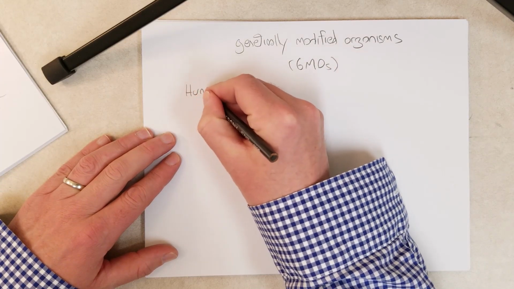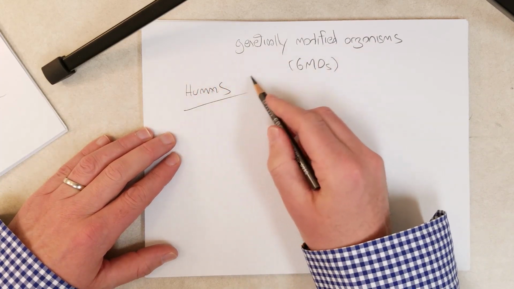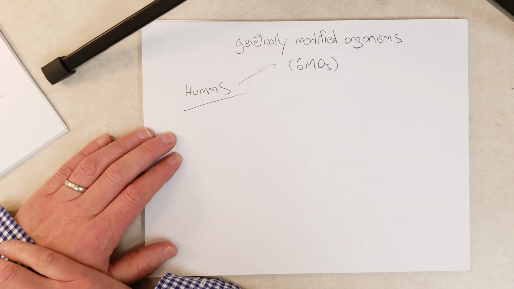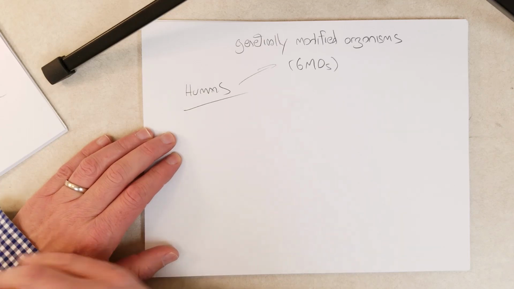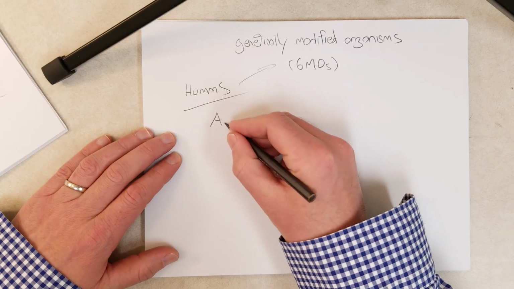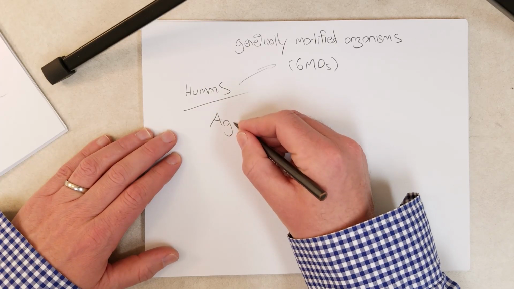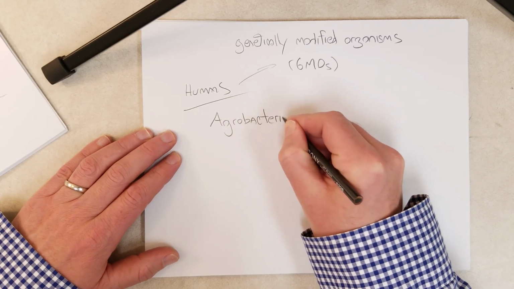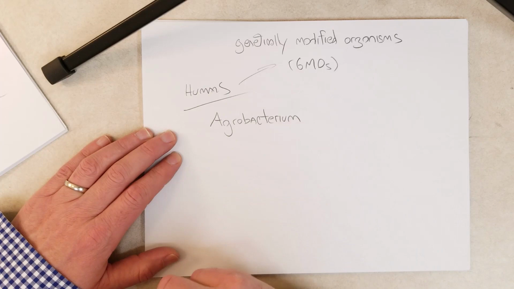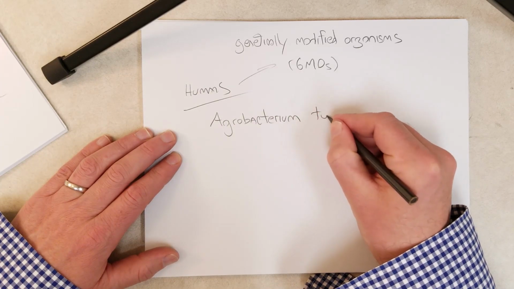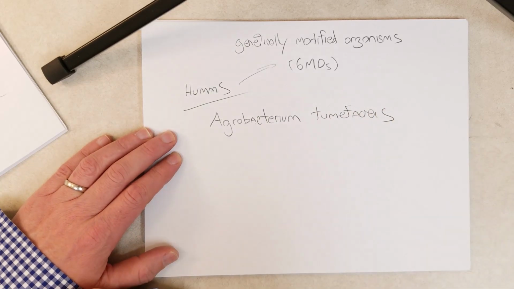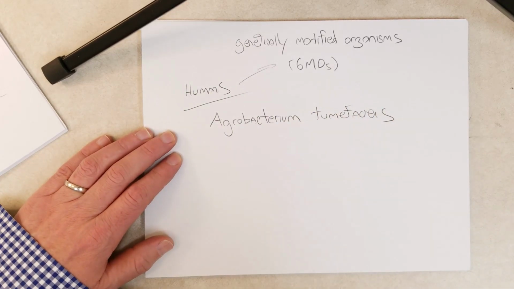And as we all know, humans are pretty good at making genetically modified organisms, but humans aren't the only ones to make GMOs. Other organisms can do this, and one of the most well-known or well-studied organisms other than humans that can make a genetically modified organism is called Agrobacterium tumefaciens. And I'll most likely just call it Agrobacterium.